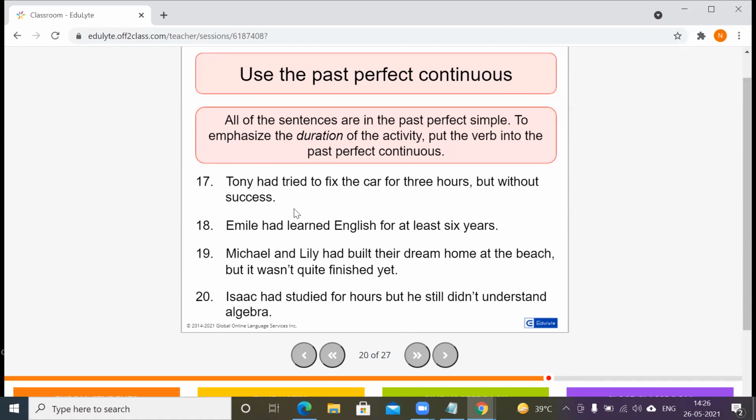No, Tony had been trying to fix the car for 3 hours without success. That is correct. Next one. Emil had been learning English for at least 6 years. That is correct. Next. Michael and Lily had been building their dream home at the beach, but it wasn't quite finished yet. That is correct. Next one. Isaac had been studying for hours, but he still didn't understand algebra. That is correct. Moving on.